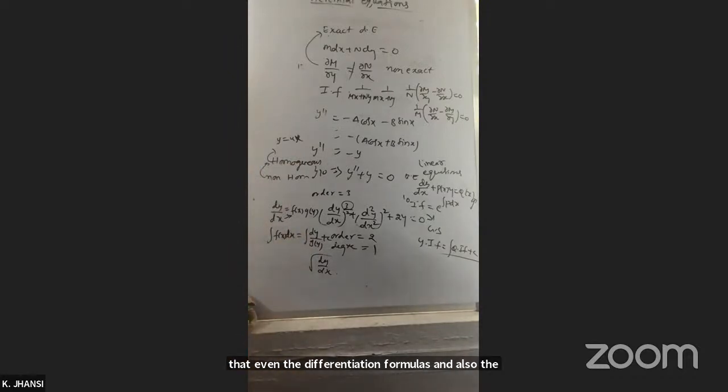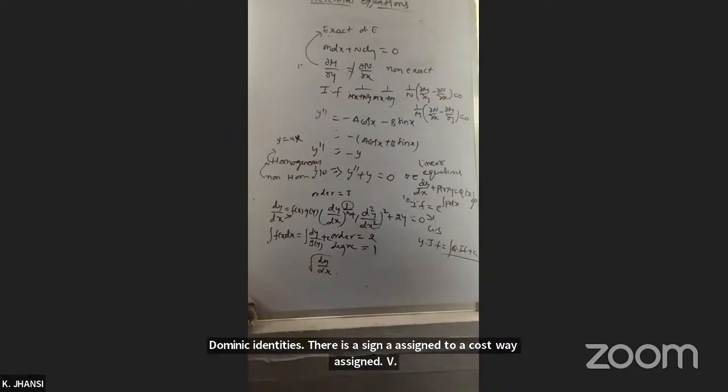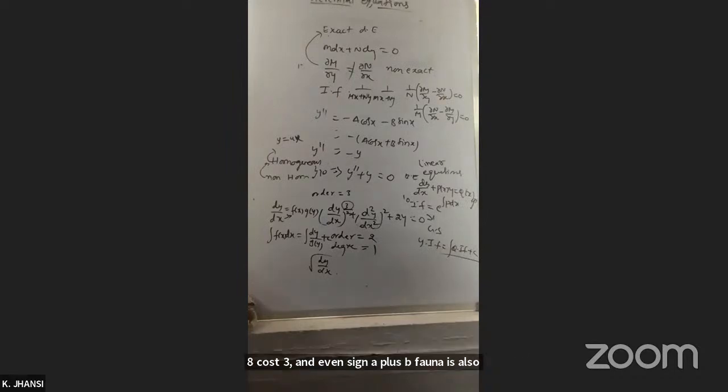Even if you have time, try to see the trigonometric identities. In intermediate, if you see trigonometry, you will get all the formulas of trigonometric identities, that is sin 2A, cos 2A, sin 3A, cos 3A, and sin(A plus B) formula is also there, no? Cos(A plus B). Try to write all those trigonometric identities also. Those will be useful for solving all these problems.